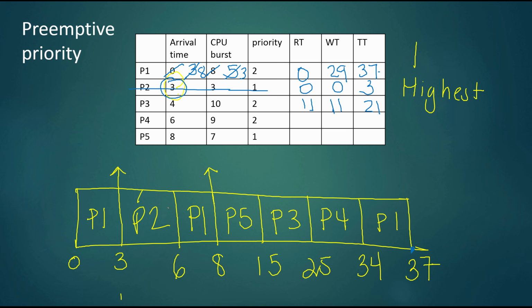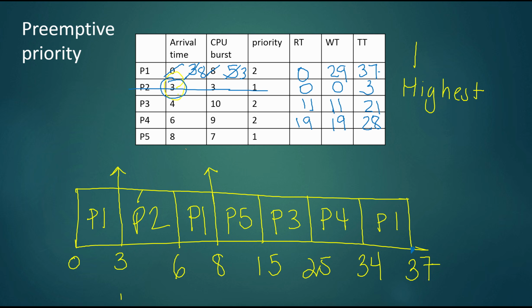Then we have P4. P4 arrived at time 6 and eventually got the CPU 19 time units later at time 25. And P4 finished at time 34, so P4 has a turnaround time of 28 time units. And you can see that 19 of those time units P4 spent waiting, and 9 of the time units P4 spent on the CPU.